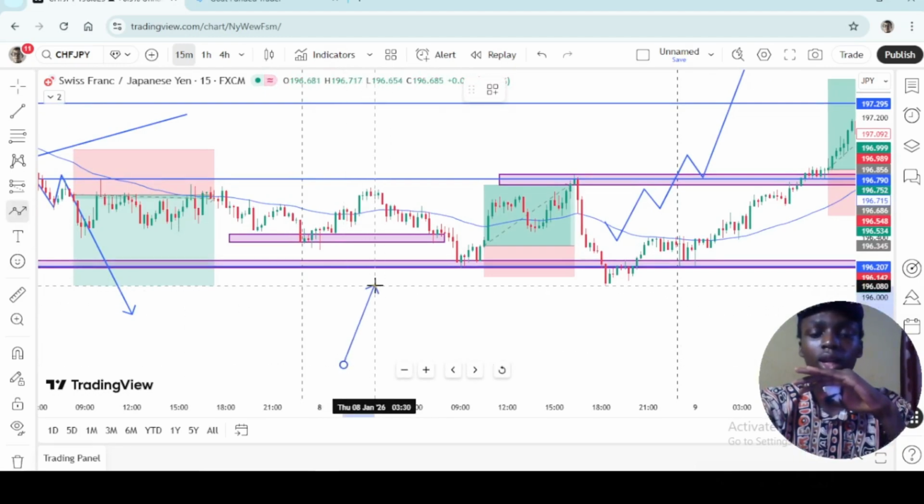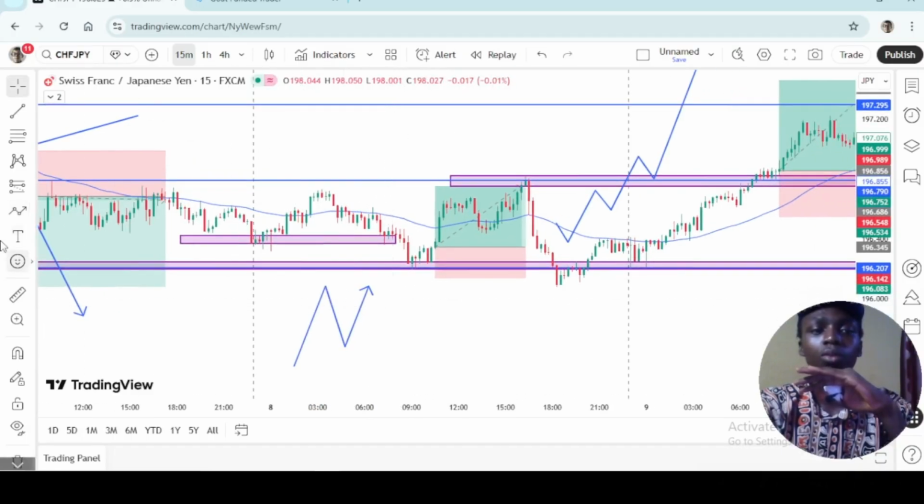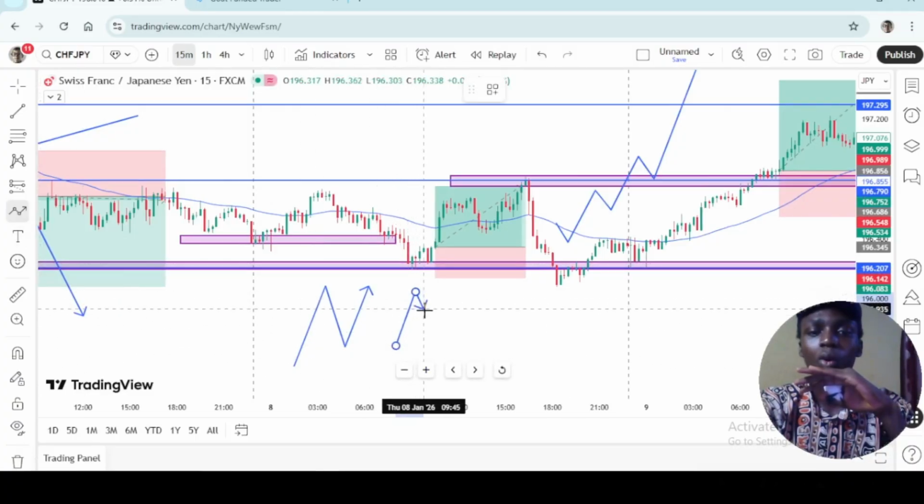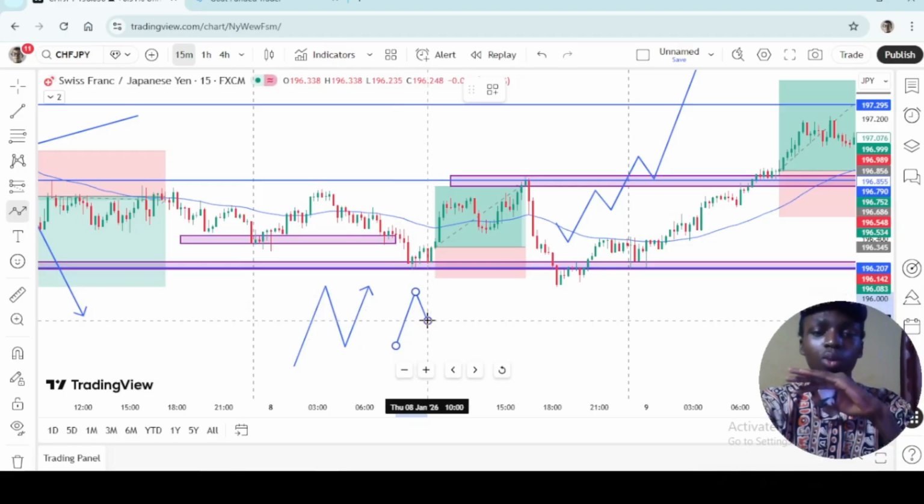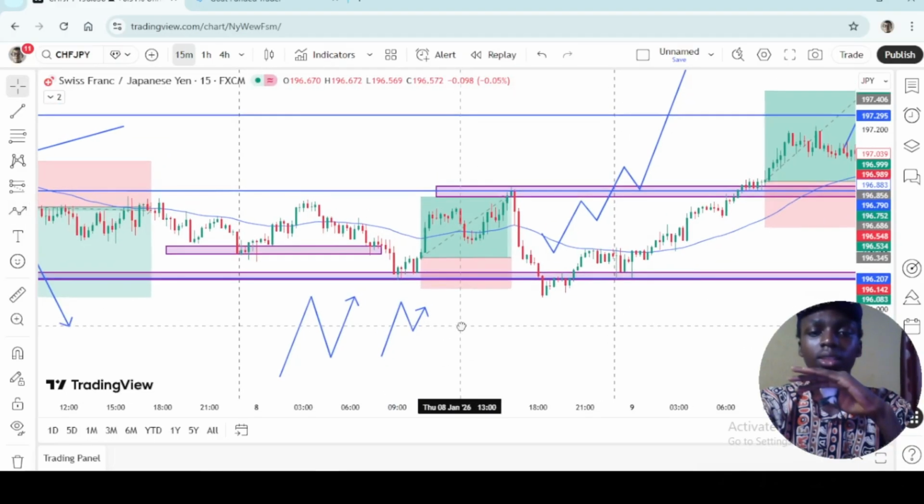Let's say it comes up like this and now comes down like this. Most of them just form like this, and come up and form 2-3 candles. But if you know how to read candlestick very well, you will understand that this is a retest.